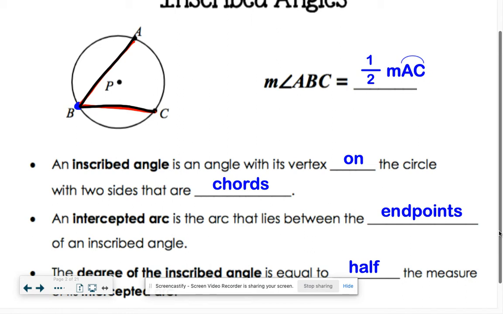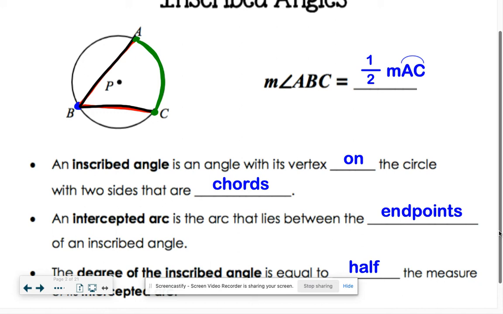Okay, so that's exciting. The next piece here: an intercepted arc is the arc that lies between the endpoints of your inscribed angle. You guys see how I have my endpoint here and here? Our intercepted arc would be AC because it's between the two endpoints of our inscribed angle.